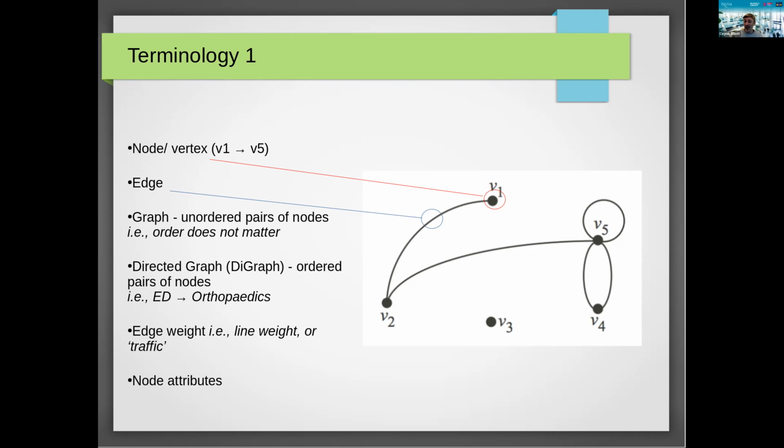You've then got a directed graph, and that is where things are ordered. So you follow the sequence: patients start here, they get diverted there, some will go this way, some will go that way. And an example of that would be someone who presents to an emergency department, and then they go on to be referred to orthopedics.